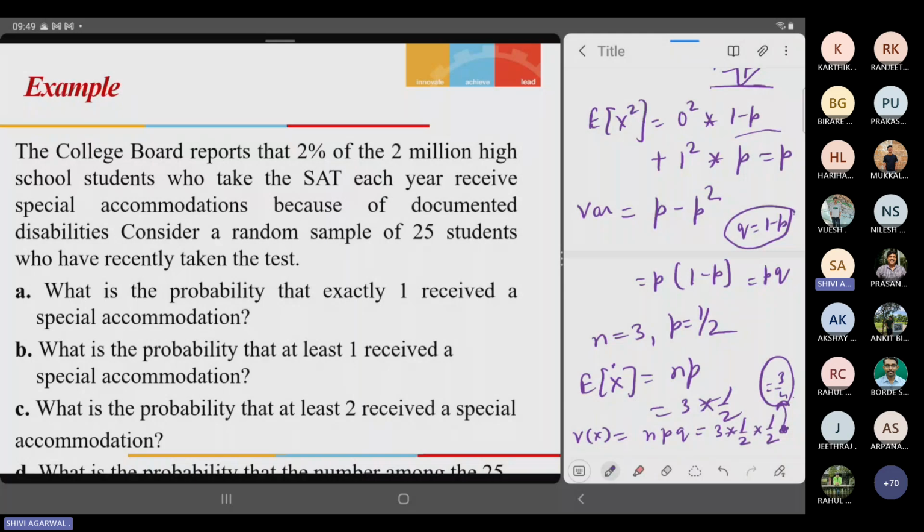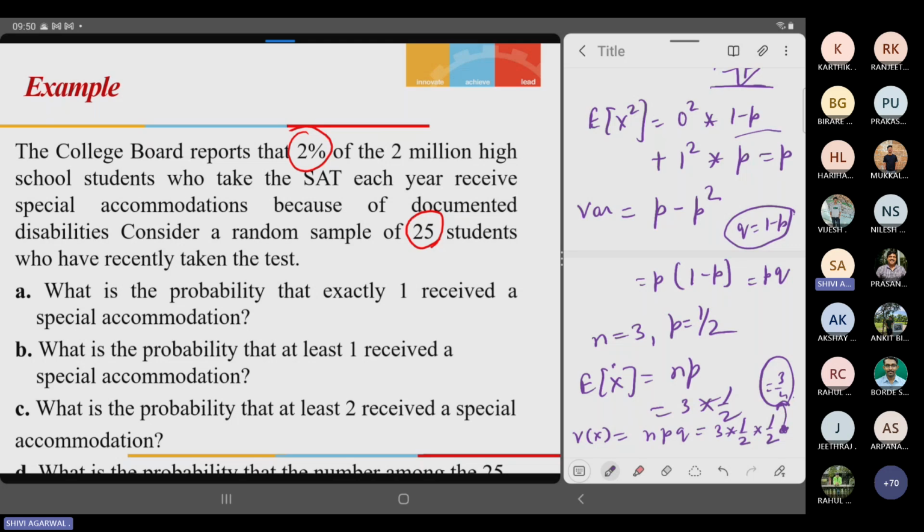Come to the example. The College Board reports that 2% of the 2 million high school students who take the SAT each year receive special accommodations because of documented disability. Consider a random sample of 25 students who have recently taken the test. Here 25 students, we are doing the trial, and the probability of getting success, that means receiving the accommodation, is 2%. That is, the probability of success is 0.02 here.